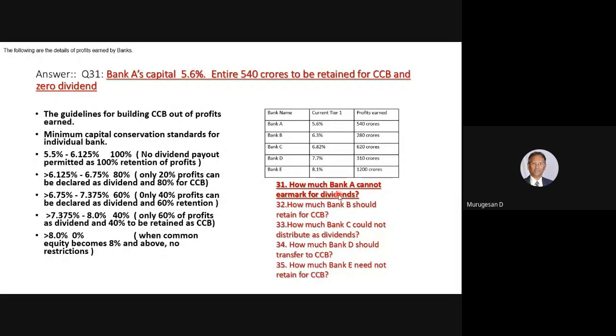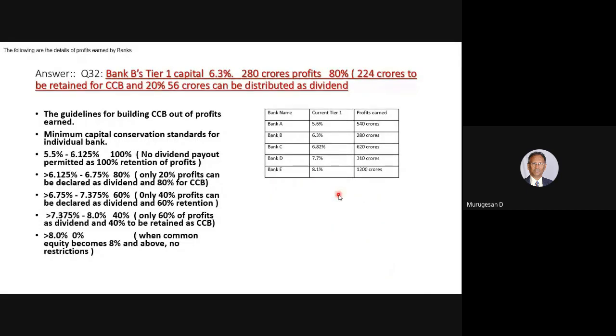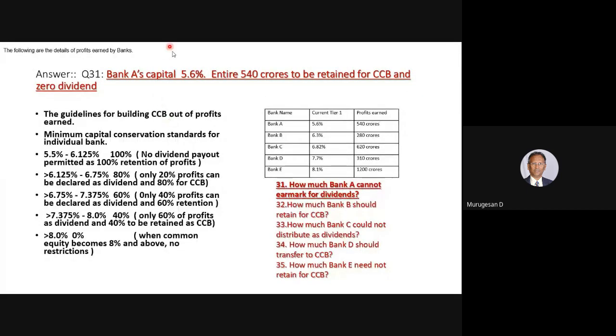I have worked out where, you see. How much can the bank retain as CCB? Here is the top answer. Bank's capital is 5.6, so the entire 540 crore should be retained. Zero dividend, you cannot give any dividend. Understood? Question number 31.